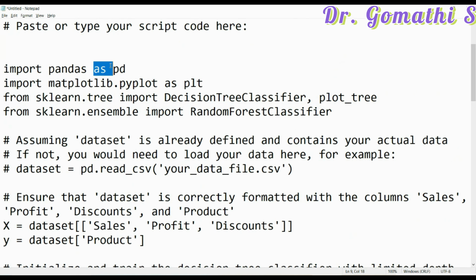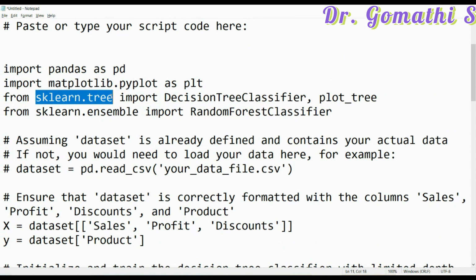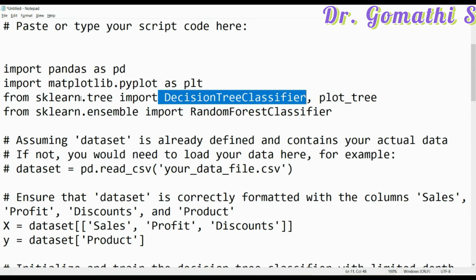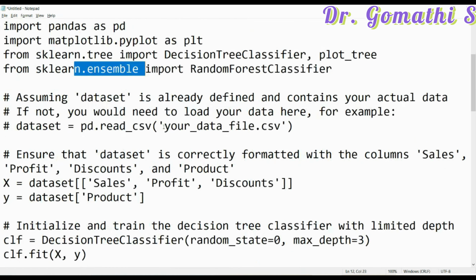So this "as" means it's an alias. I am just creating an alias, and I am just bringing in the decision tree classifier. I am just getting the sklearn tree and ensemble, everything here.